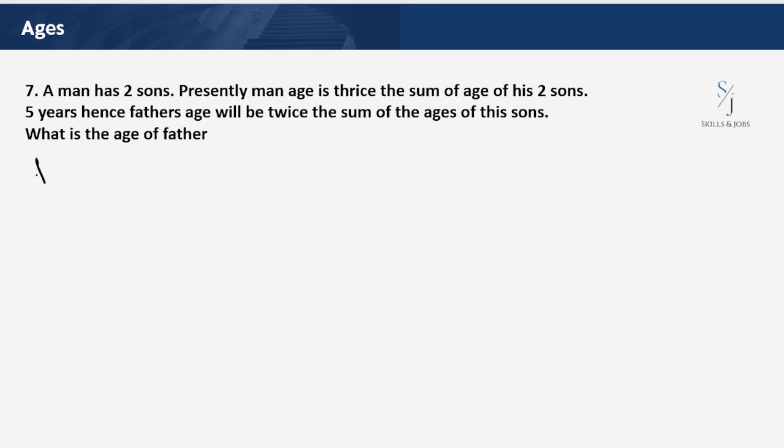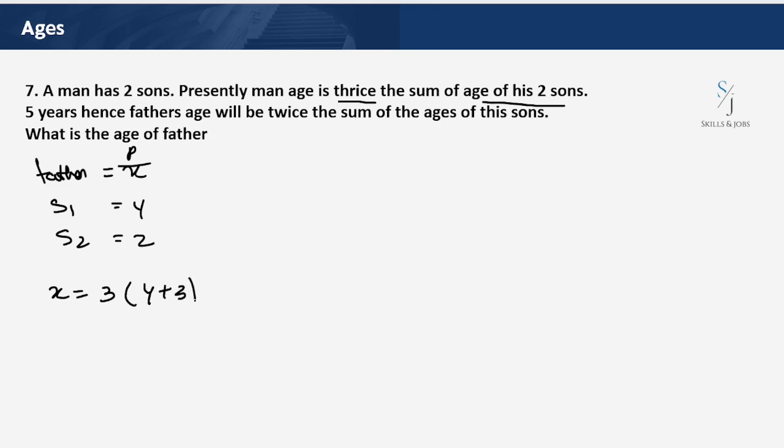Let us consider the father's present age is equal to x. So there are two sons. Let us say son 1 is equal to y, son 2 is equal to z. So these are the present ages. Read the first part of the question now. Presently, the man's age is three times the sum of the ages of the two sons. So we can write the equation here: x is equal to 3 into y plus z. So this is the first equation that we have derived from the first part of the sentence.